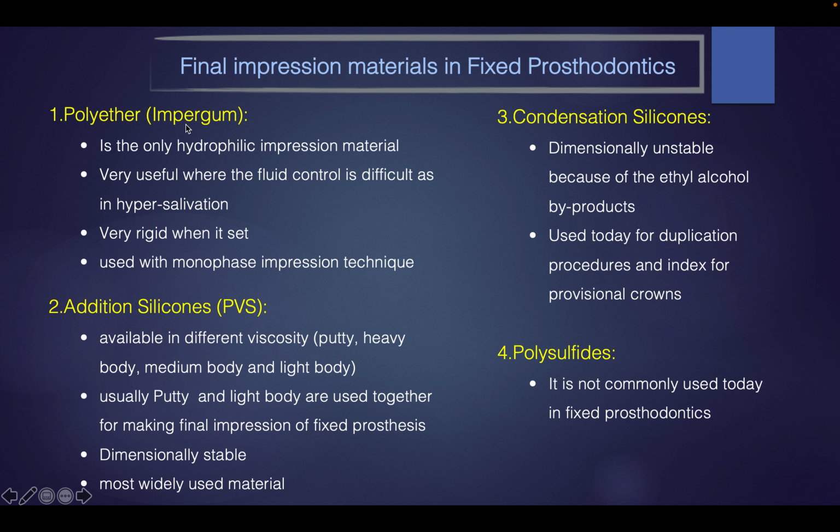Again, polyether or Impregum is also available. These are not usually used. It does not have a good taste. It can shrink. It has to be poured within an hour. After an hour, this one is very stiff. It's not stable, because it can have some condensation byproducts of water, or alcohol evaporation. So the most commonly and most accurately used are those two, PVS and polyether.